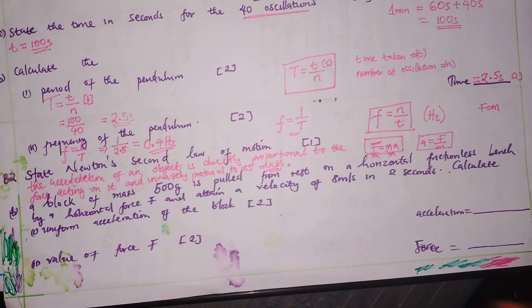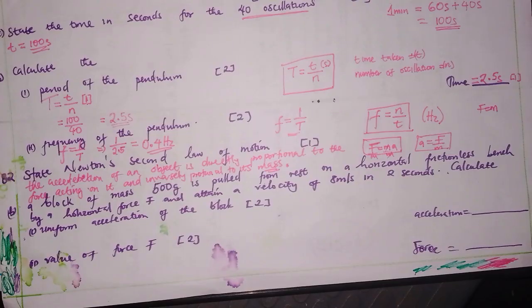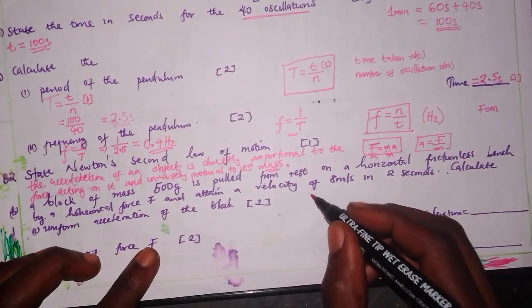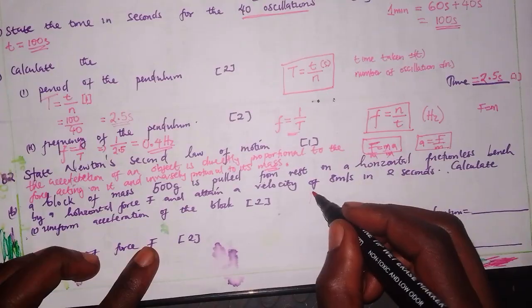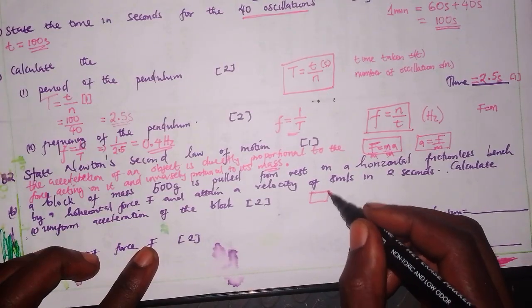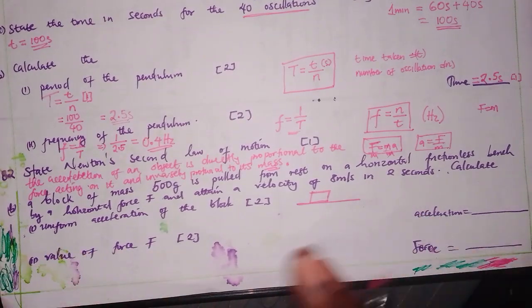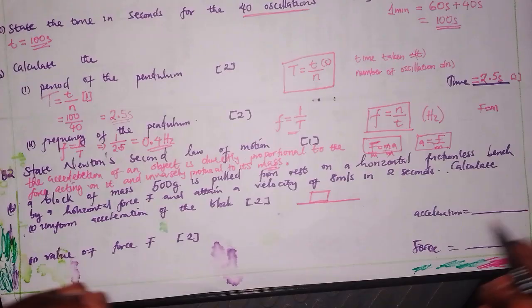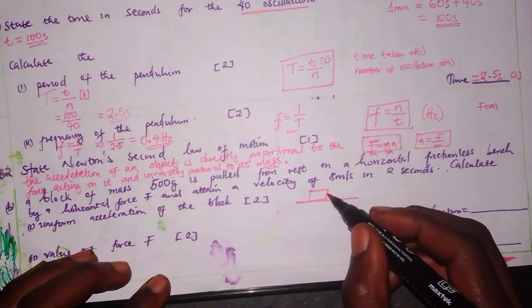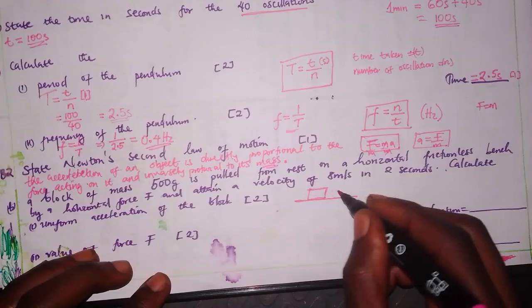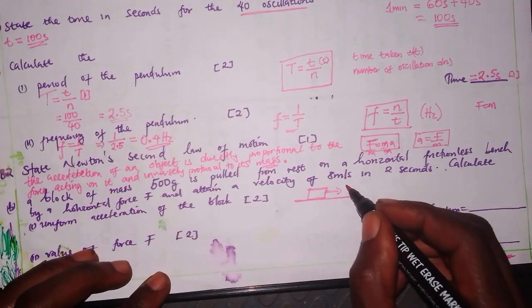So even if the question has no diagram, you should make it your goal to at least draw the diagram so that you understand what the question is talking about. The question is saying we have a block, so you can just draw a simple diagram showing a block. Then they said on a horizontal frictionless surface, meaning there is no friction. Then they say there is a force which is pulling it. So you can just say here there is a force.